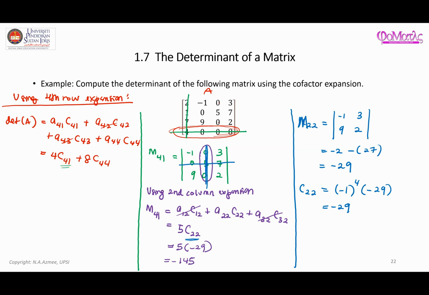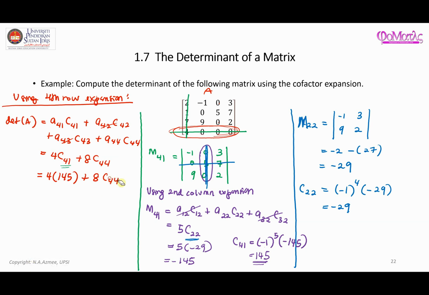But what we need is C41. So don't forget, go ahead and find what is C41. C41 is negative 1 to the power 4 plus 1, which is 5. And then here we have negative 145. Okay. So this one here is negative 145. The result is going to be positive 145. Right? And plug in this result at this position here that you're looking to find. So here we have is equal to 4 times 145 plus 8 C44. So you need to find what is C44.